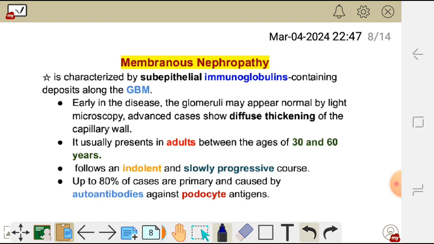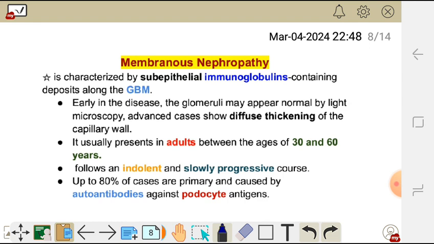So membranous nephropathy is characterized by subepithelial immunoglobulin-containing deposits along the GBM, that is the glomerular basement membrane. So we have these immunoglobulins, okay, which form deposits in the glomerular basement membrane. Okay, so that is the main characteristic feature of membranous nephropathy.